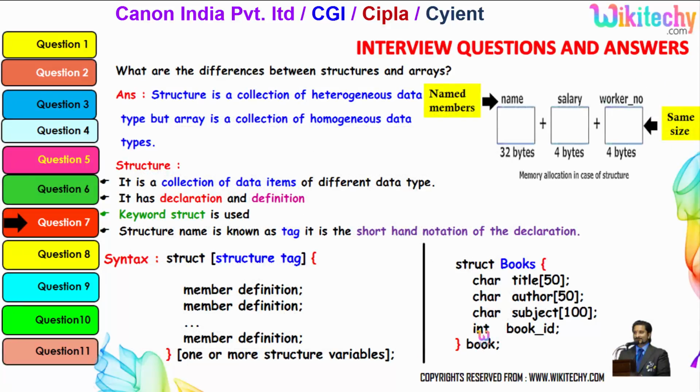Here is the difference between structures and arrays. Structure is a collection of heterogeneous data, whereas array is a collection of homogeneous data. A straightforward, simple difference. A structure is a collection of data items of different data types, like 32, 4, 4. It has declaration and definition. The keyword struct is used. The structure name is known as a tag and it is a shorthand notation of the declaration.